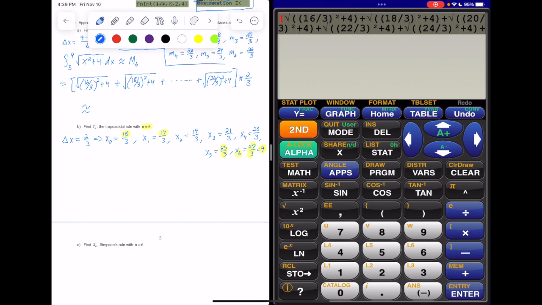We've got one more to do. Second square root, open parenthesis for the fraction, we just did 24/3. So now we're at 26/3, end the parenthesis and square that fraction, plus 4, and end the parentheses on the square root. Now finally end the parentheses on adding all of those heights together. Then times delta x, which was 2/3. And hopefully I get the number that I wrote down earlier.